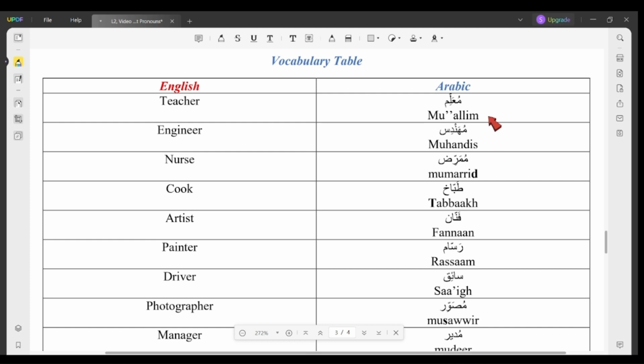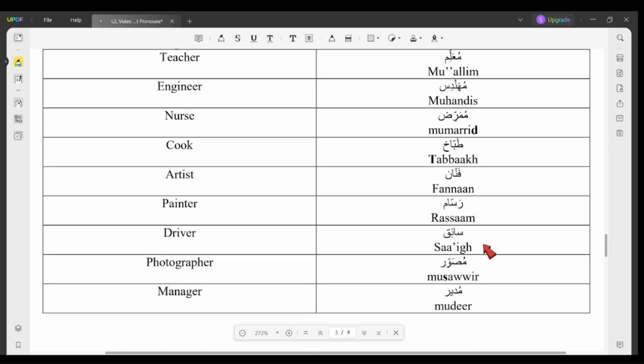Alright, the first word, teacher, muallim, engineer, muhandis, nurse, mumarrid, cook, tabbakh, artist, fannan, painter, rassam, driver, sa'iq, photographer, musawwir, manager, mudir. Alright, great. Now that we know the grammar and the vocabulary, let's move on to the sample sentences.